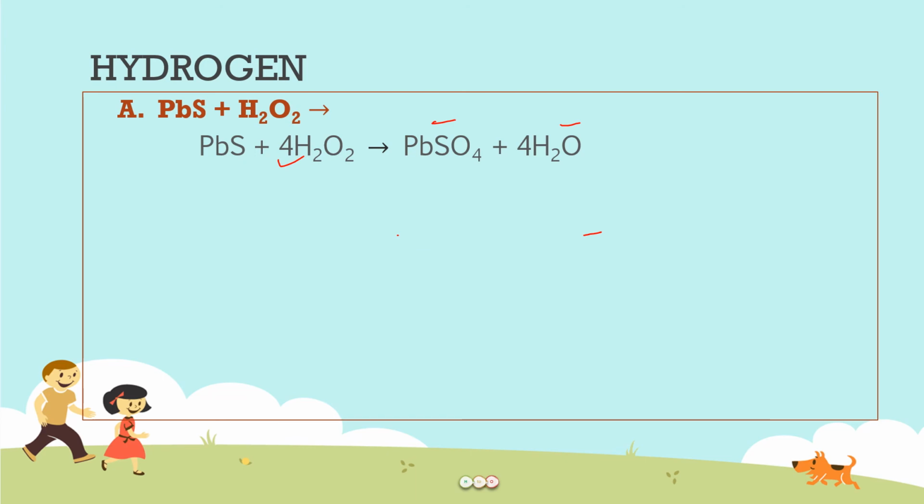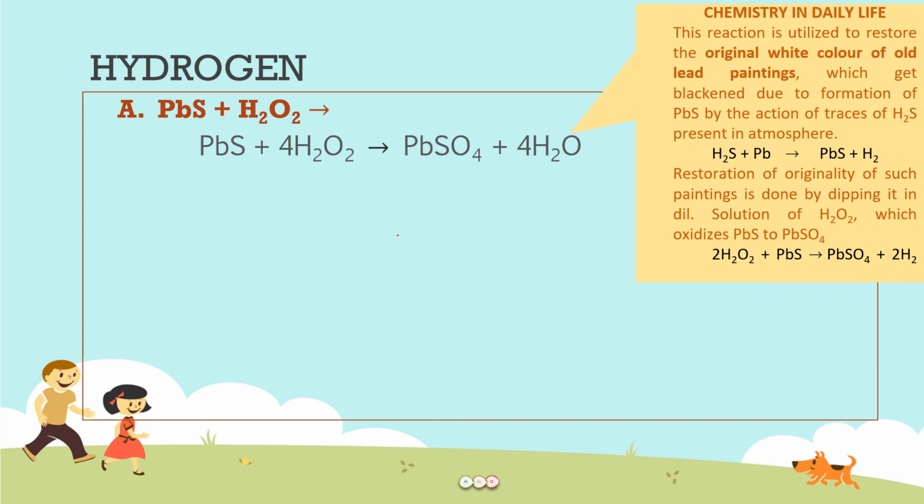Now this reaction is very important in itself. What is important about it is its application in everyday life. Lead paintings have a white color of lead. But because of the presence of H2S in the atmosphere, H2S reacts with Pb to form PbS and along with that hydrogen. This PbS is black in color. So the lead paintings become black after some time on exposure to air.